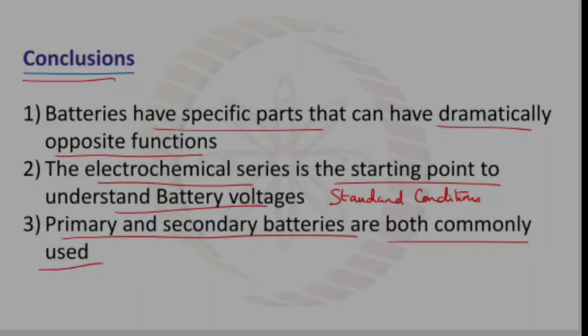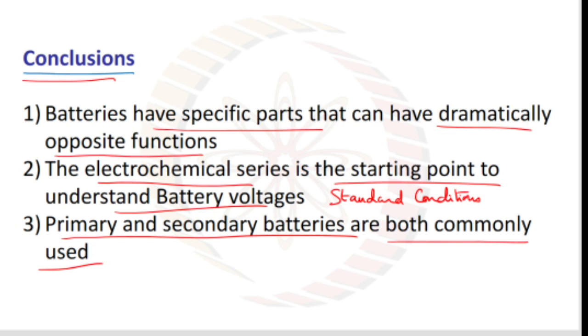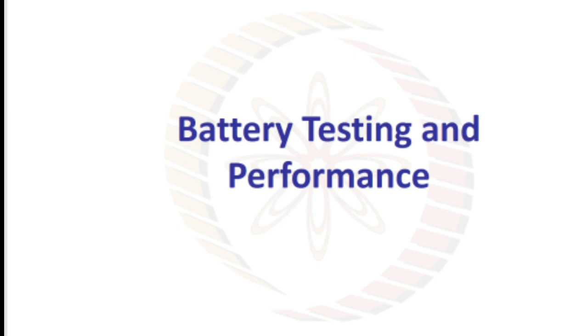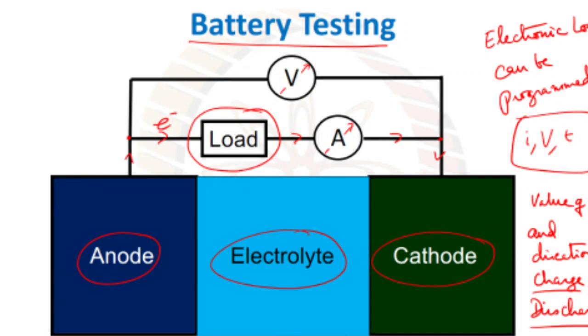So what are the conclusions? Batteries have specific parts that can have dramatically opposite functions. The electrochemical series is the starting point to understand battery voltages. Primary and secondary batteries are both commonly used. Now there is some battery testing and performance. There is a battery testing diagram shown: anode, electrolyte, cathode, load, voltage, ampere, voltmeter and ammeter, and the electronic load can be programmed.